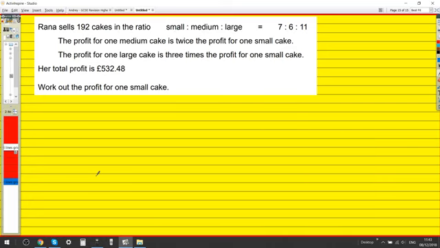Okay. So the total is 18 add 6. So it'd be 24 of the ratio. So that'd be 7 over 24, 6 over 24, and 11 over 24. So the profit of one medium cake is twice the profit for one small cake. Before that, how many small, how many medium, how many large? Would you times them all by 192? Yeah. Okay.